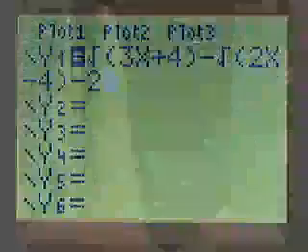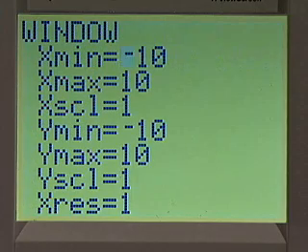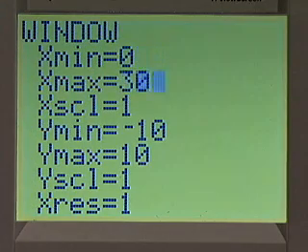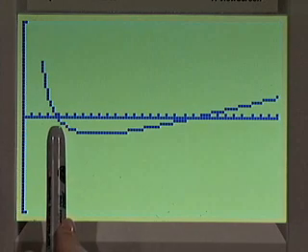Now let's see how we can use our graphing calculator in order to support our results. I've entered into the y equals key the equation: the square root of 3x plus 4 minus the square root of 2x minus 4, and then minus 2. So in essence, I've set the equation equal to 0. What we'd like to do next is to graph this, and I'm going to choose a window from 0 to 30 for my x values, and negative 1 to 1 for my y values. And when we look at the graph of the equation, what we'd be considering would be the x-intercepts.